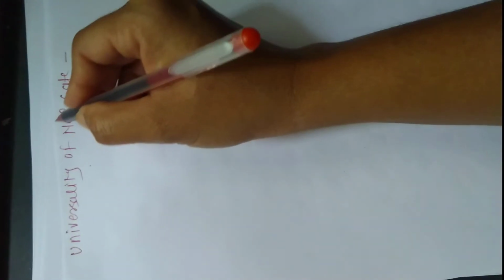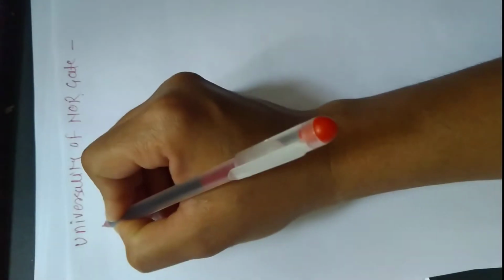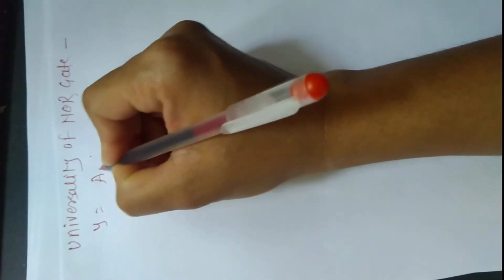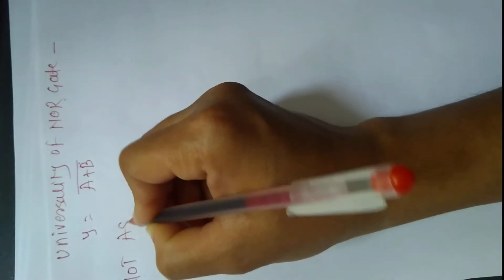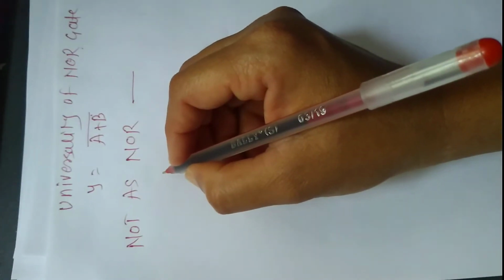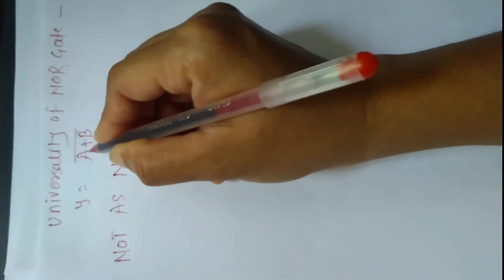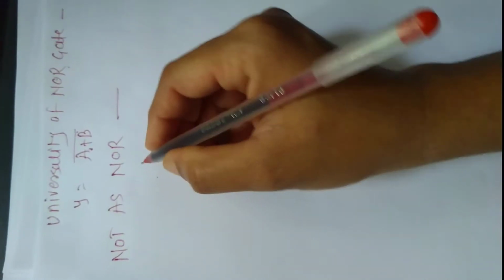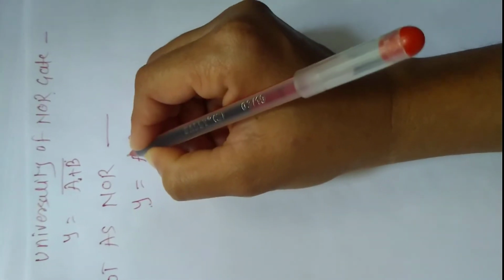In this universality of NOR gate, we convert any other Boolean expression into the form of NOR gate. So the expression of NOR gate is y is equal to a plus b bar. First universality, NOT as a NOR. The only change for this universality is NOT as a NOR or NOT as a NAND. By the expression of NOR, we convert that expression into the form of NOT.